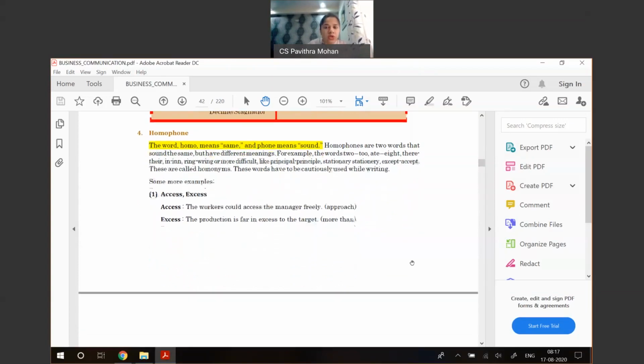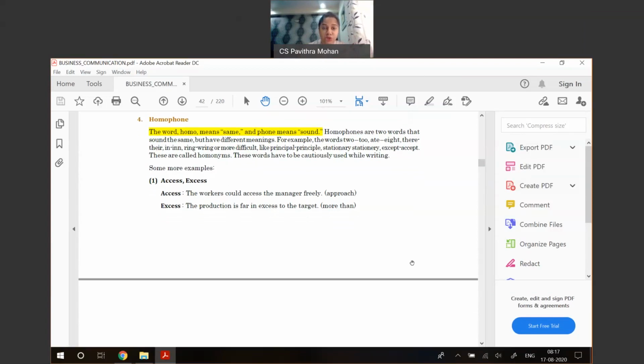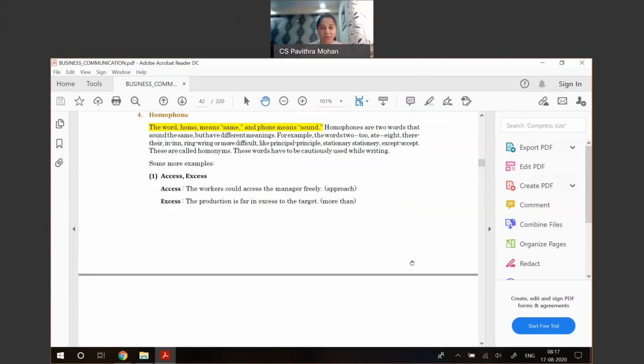So what are homophones? Homophones are words that sound similar when I pronounce them, but the meaning is different. Here is something like this: access, excess. Access is when I have access to go to some place. Excess is when I have an abundance.